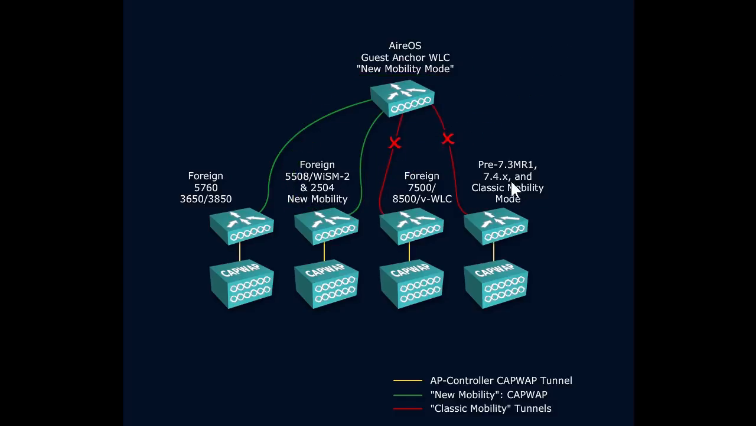What you can't do, though, is work with a 7500, 8500, or virtual wireless LAN controller, or anything that is in these operating AireOS versions, pre 7.3 MR1, 7.4x. Anything still running in classic mobility mode will not be able to utilize this as their guest anchor. Not saying they can't establish CAPWAP tunnels between the access point and the wireless LAN controller. What we're saying is seamless mobility across this is not available with the new mobility mode and the idea of a guest anchor.